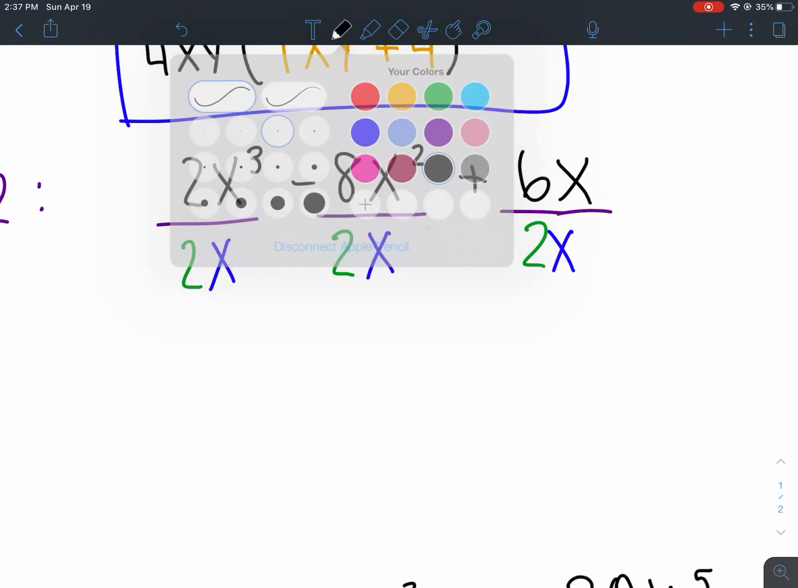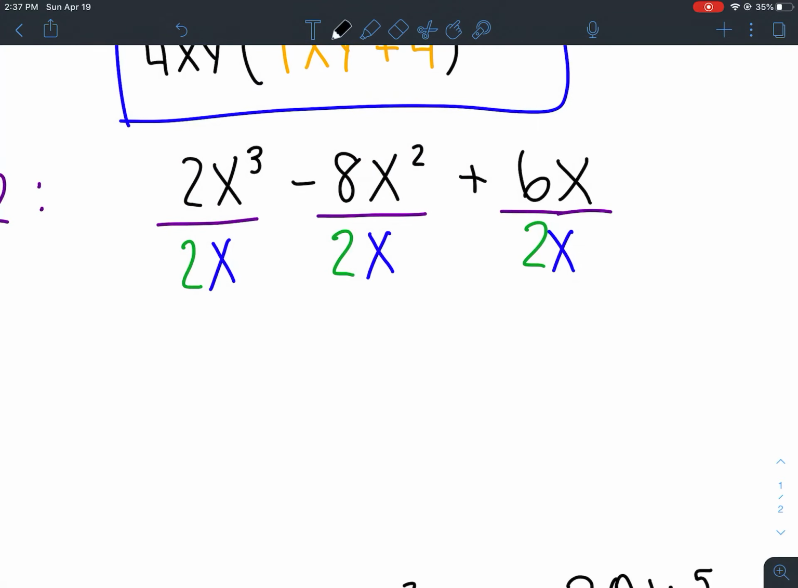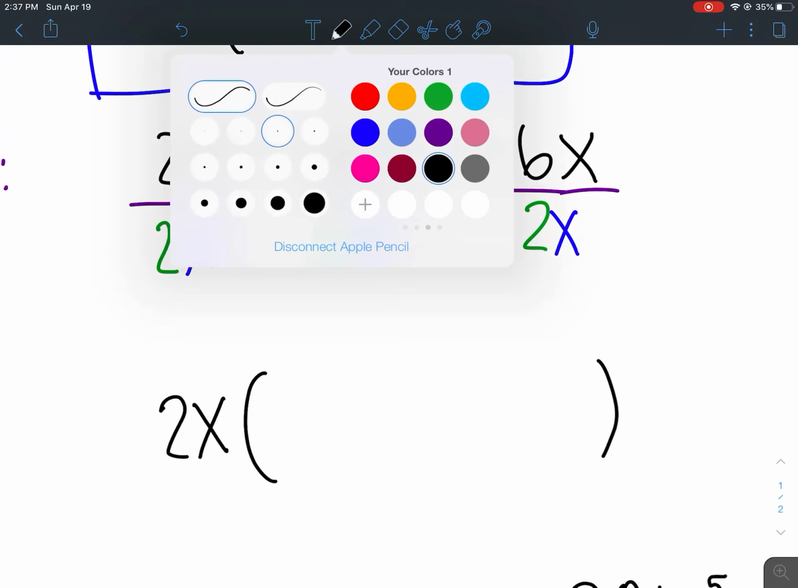Now, where does that GCF go? Where does this 2x go? That 2x is going to go on the outside of your parentheses, right? We're undoing distribution, okay? We're factoring. That's what factoring is, undoing the distribution. So you're taking the 2x out, you're taking it all out, and now we're going to simplify.